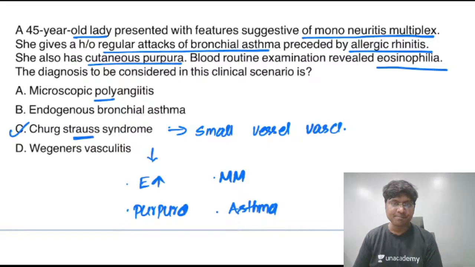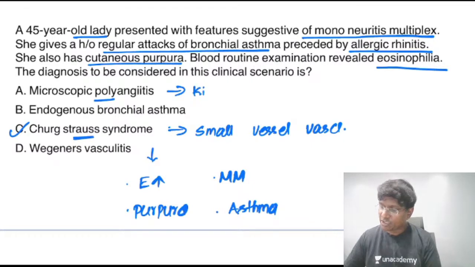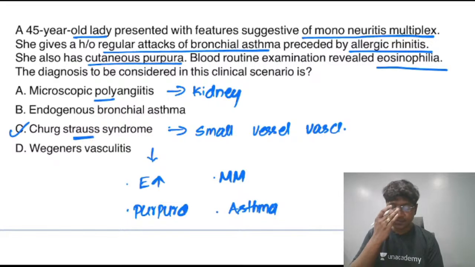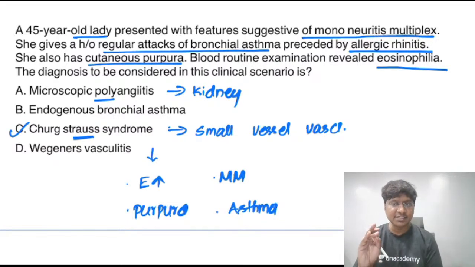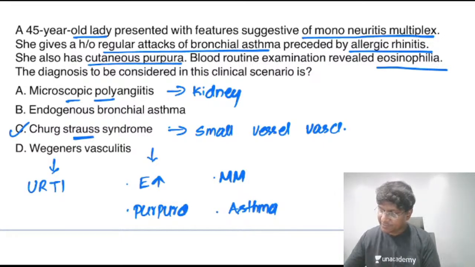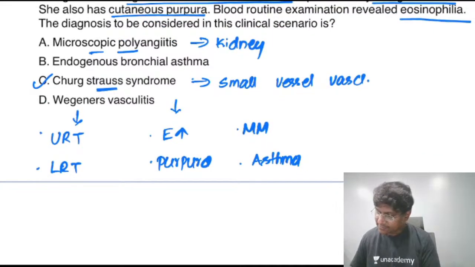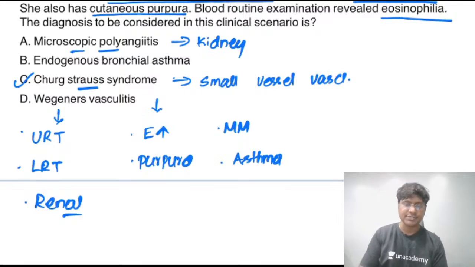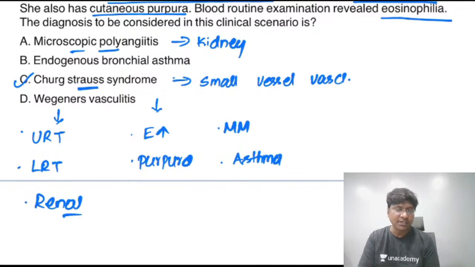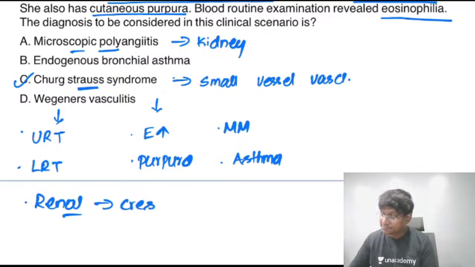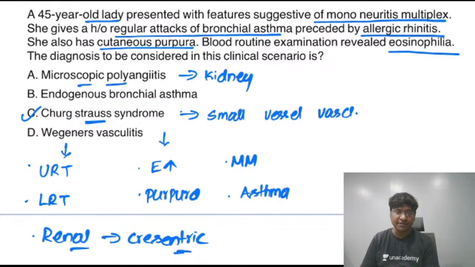Whereas in microscopic polyangiitis, the most common symptom is involvement of the kidney. Along with the kidney inflammation, there could be skin lesions as well as nerve damage. But bronchial asthma and allergic rhinitis are rare in microscopic polyangiitis. In Wegener's, you have upper respiratory tract involvement, lower respiratory tract involvement, and renal involvement, that is glomerulonephritis. That is the triad you will see in Wegener's. The type of glomerulonephritis is crescentic glomerulonephritis.